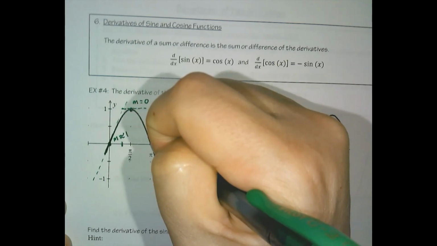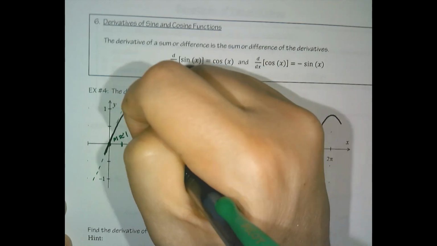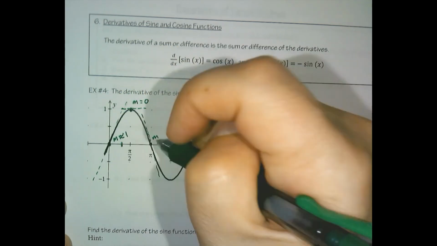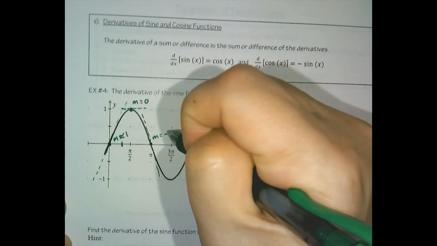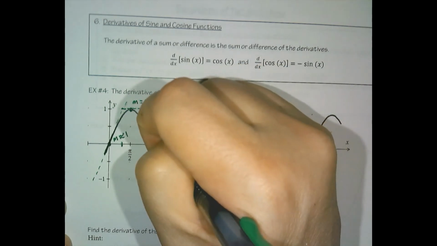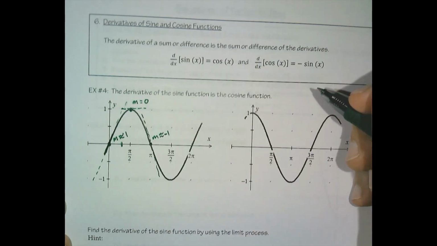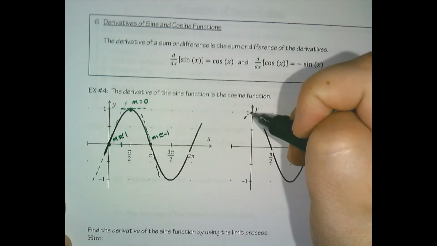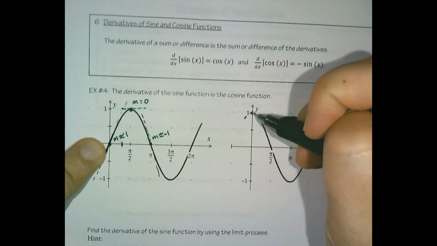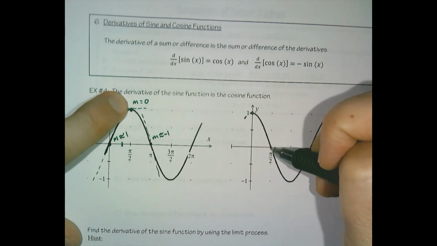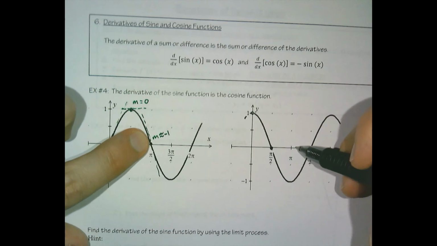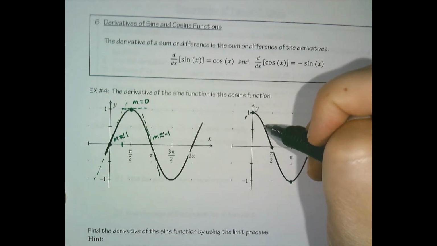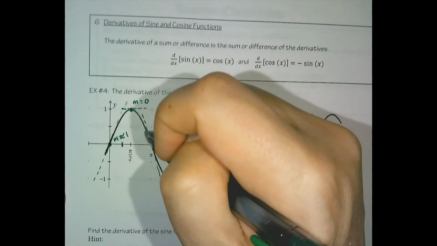Similarly, if I asked you the slope at this point, you might again draw a tangent line and calculate that slope to be roughly negative 1. Well, here's a function, the cosine function, whose value at 0 is 1, whose value at pi halves is 0, whose value at pi is negative 1. And so this function models the slope that we're seeing on this curve.